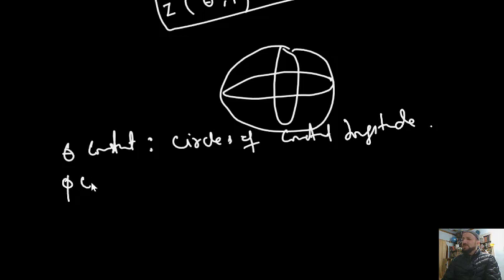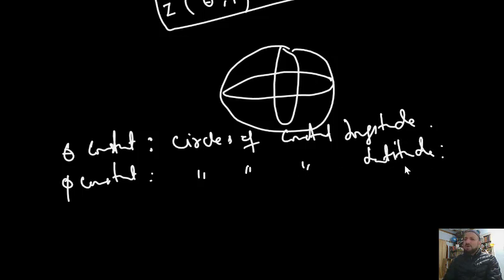And your phi constant, that will be circles of constant latitude, right? All right.